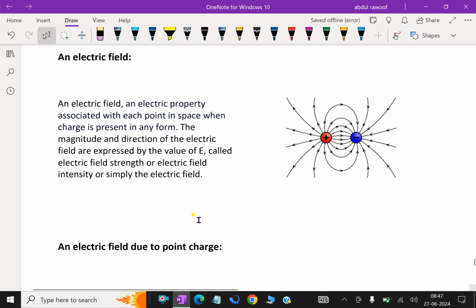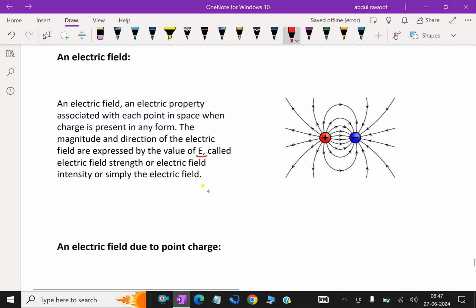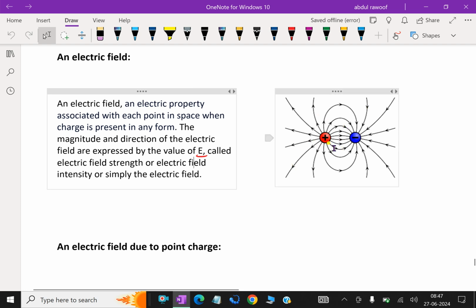Next is the electric field. What is an electric field? An electric field is an electric property associated with each point in space when charge is present in any form. The magnitude and direction of the electric field are expressed by the value of capital E, called electric field strength, or electric field intensity, or simply the electric field. Here, surrounding the charge, an electric field is created.